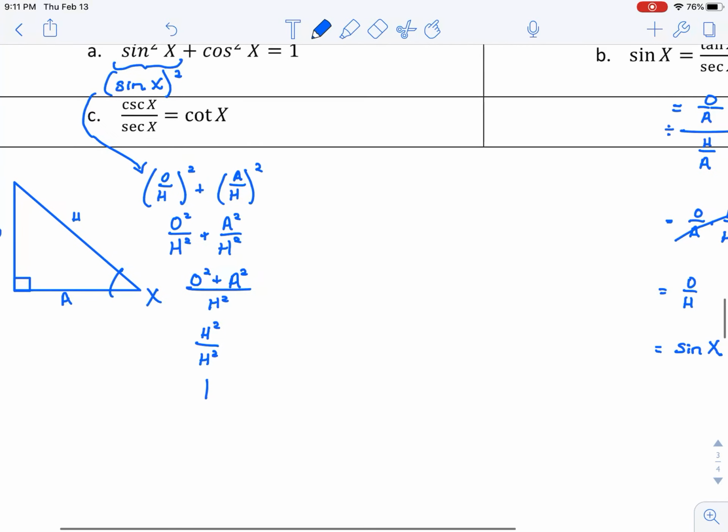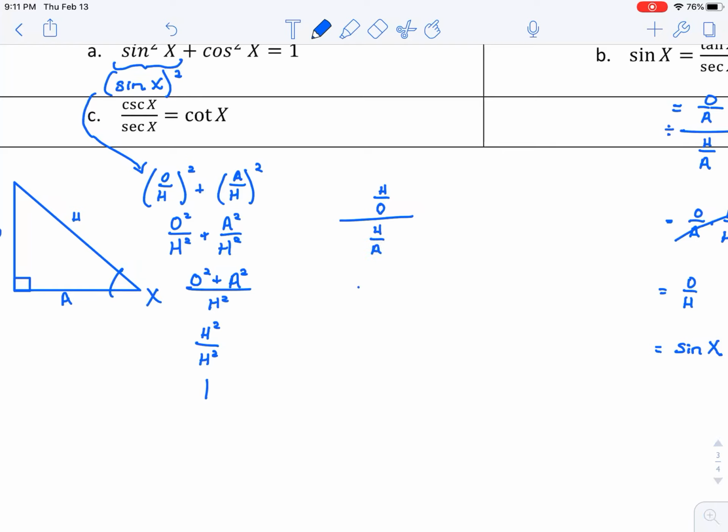So go into part C, cosecant of x. Well, that's the reciprocal of sine. So instead of opposite over hypotenuse, I'm going to put hypotenuse over opposite. That's over secant x. Well, secant is a reciprocal of cosine, so I'm going to put hypotenuse over adjacent.